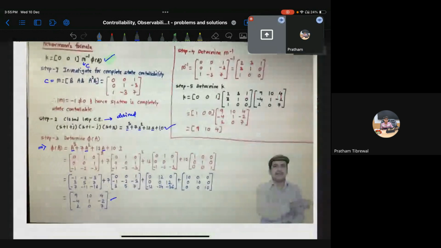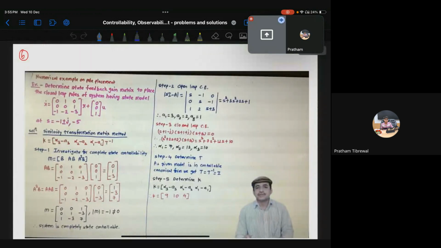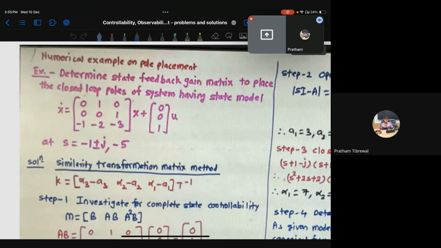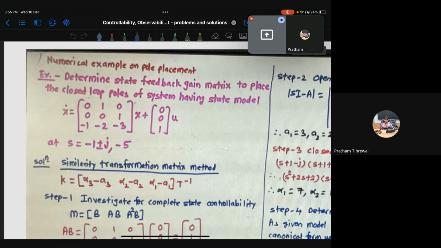Okay, let me explain clearly. This is the matrix given to you. This is the A matrix, this is the B matrix. These are the desired. In the similarity transformation, that is method 2 in our case, this will be K1, this will be K2, this will be K3.